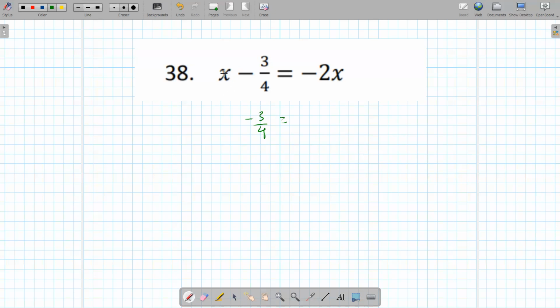If you add x, you're going to get 2x on this side. That's not going to help you. If you want to take it to the other side, you need to subtract it. So this is going to cancel out. And negative 2x minus x is negative 3x. Okay. Now what?